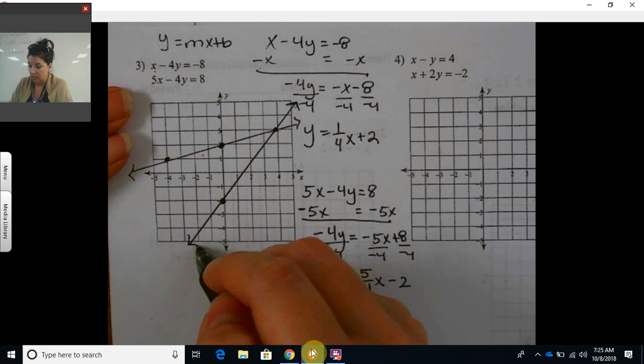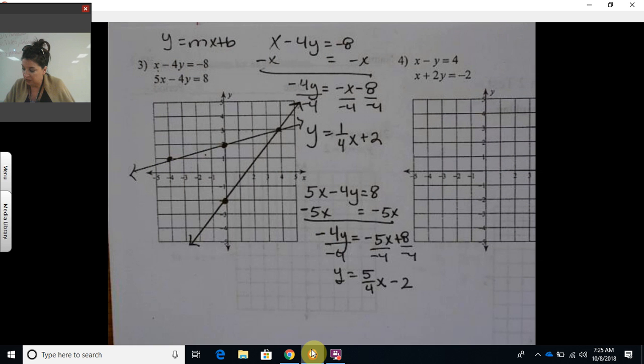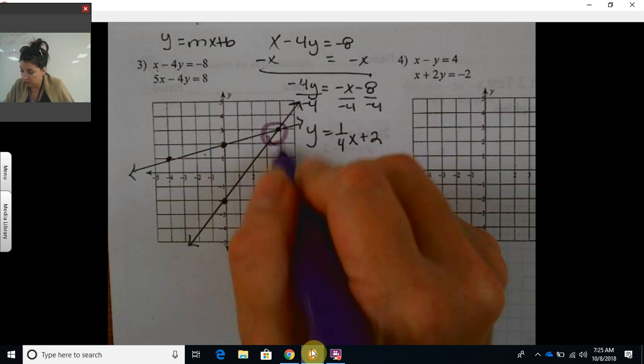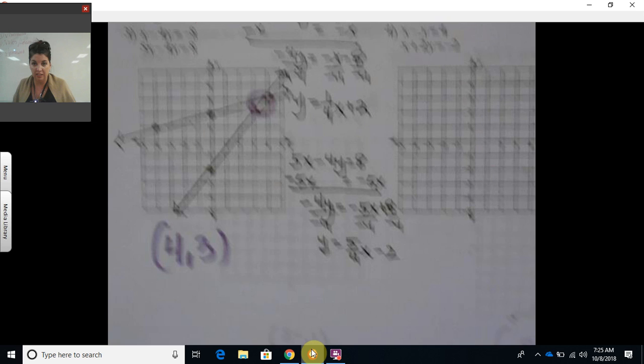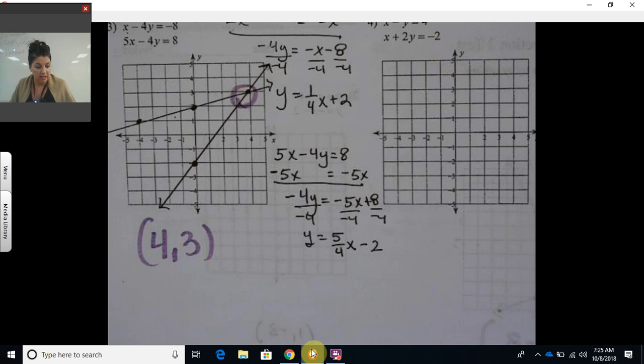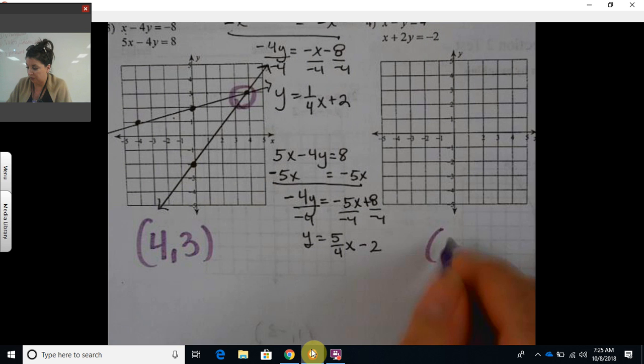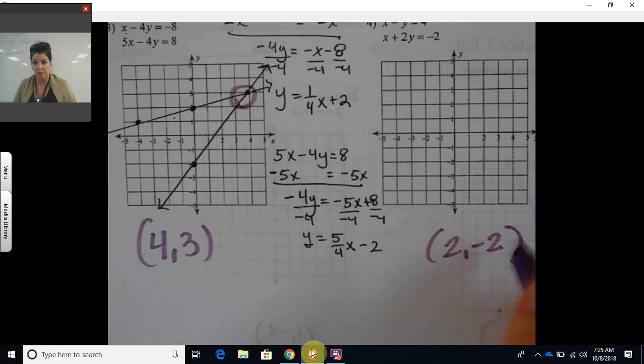So my answer is 4, 3. If you put 3, 4, that would be incorrect. That's a different location. And the answer to number 4 is 2, -2. Of course, you're going to graph that one on your own. Any questions on those?